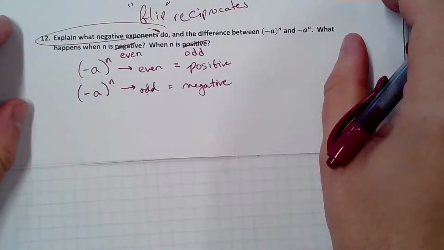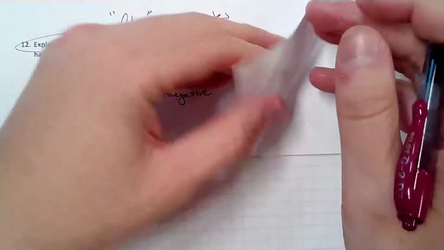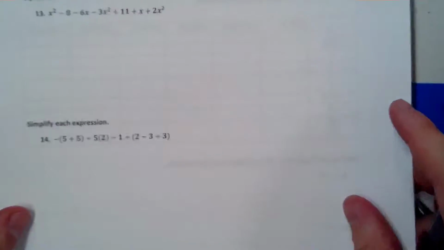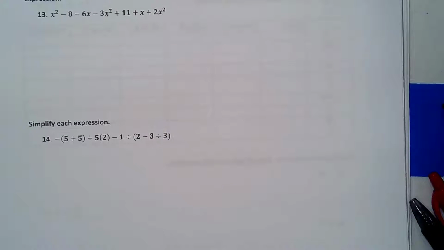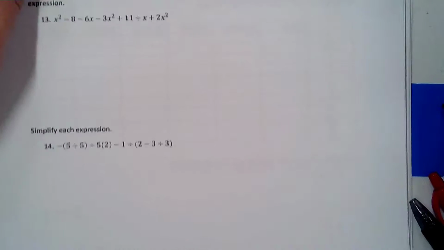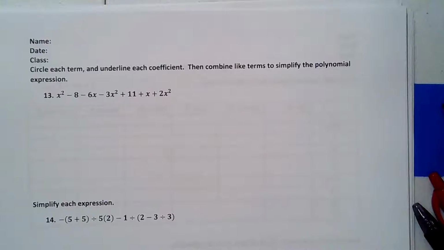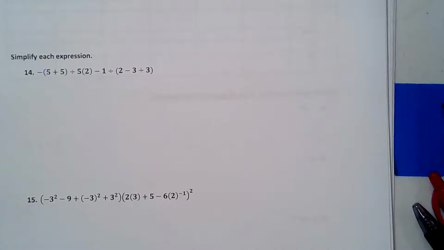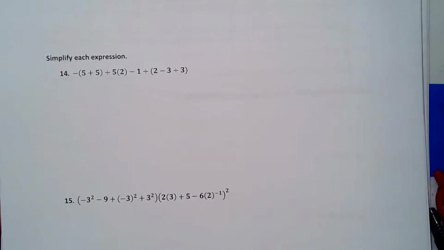Questions on that? Okay. Combining like terms. Which one? Number 13. I'm going to skip 13. Do you agree? Sure. Yeah. Simplify the expression. We're not skipping these. Why not?